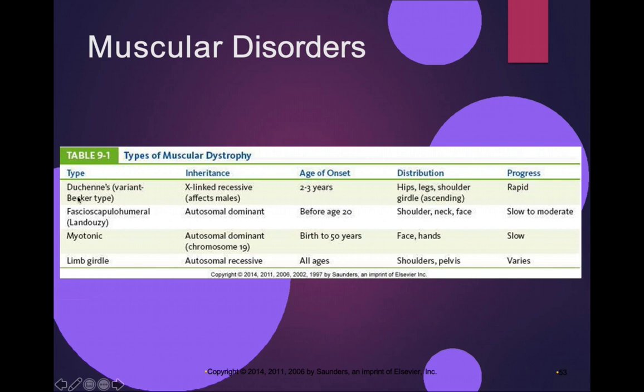And you can see here's Duchenne's muscular dystrophy. It affects males. The age of onset is about 2 to 3. This affects the hips, the legs, and the shoulder girdle, and it's in that order. It ascends. These children have difficulty walking upstairs because of the weakness in the hips and the legs and the shoulders, right? You can't even hold on to the banister. This progresses pretty rapidly.